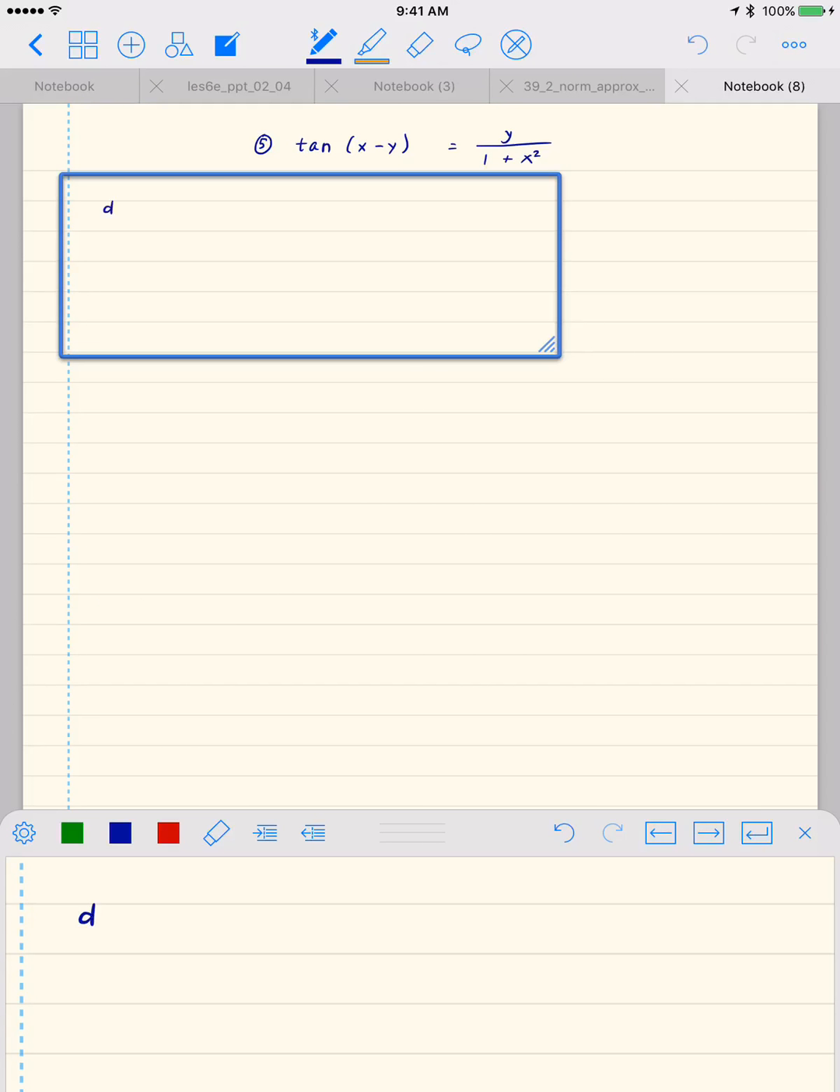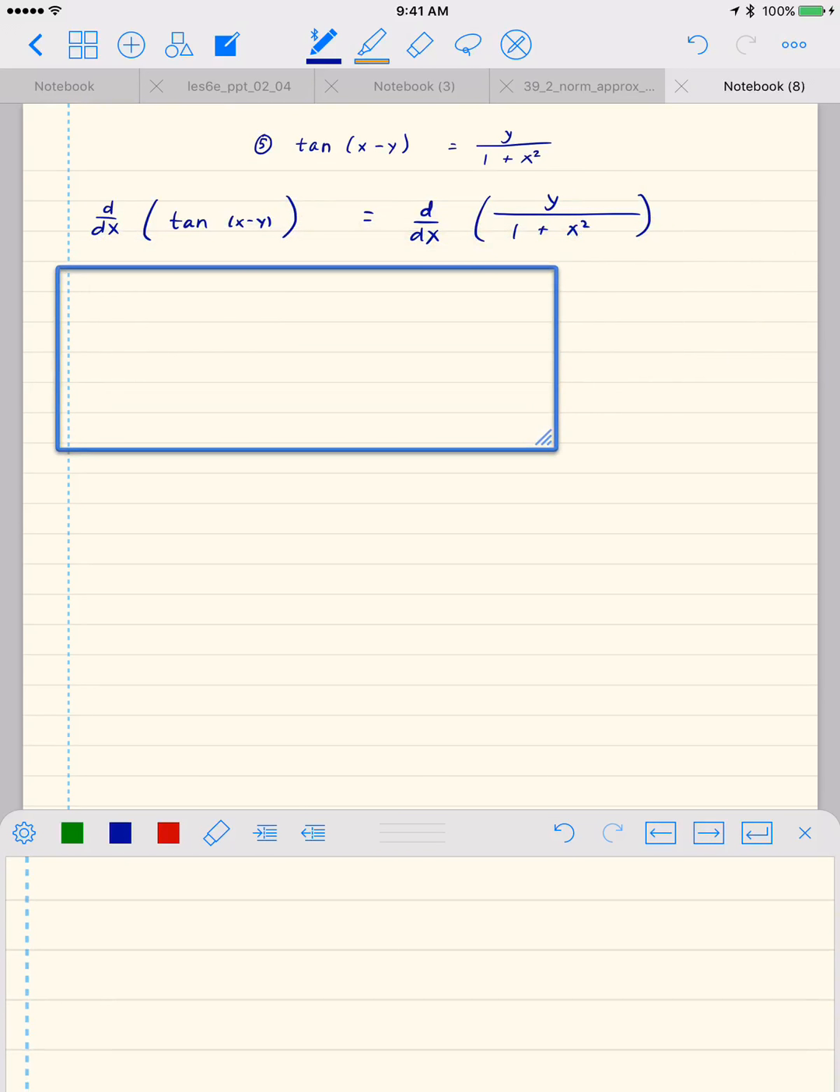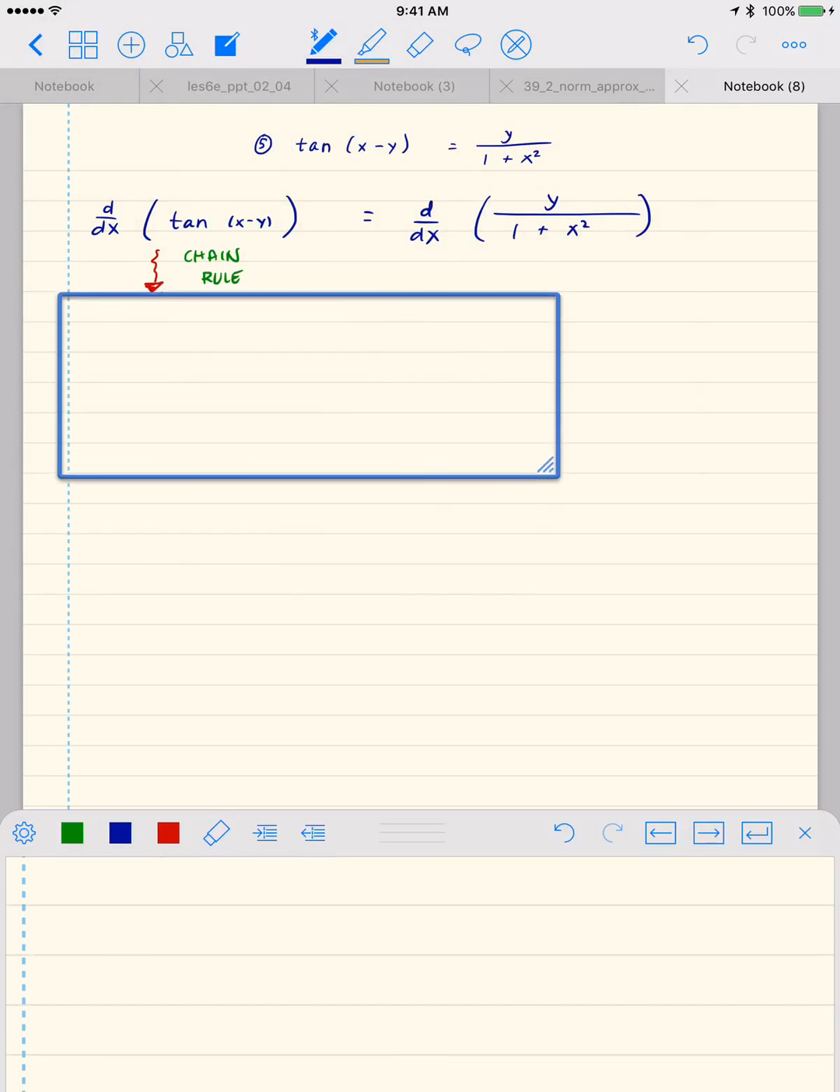We're going to take the derivative with respect to x of the left-hand side, which is tangent of x minus y. And that's going to be equal to the derivative with respect to x of the right-hand side, which is y over 1 plus x squared. Okay, so now how do we find this derivative? We're going to have to use the chain rule. So let's go ahead and jump right in.